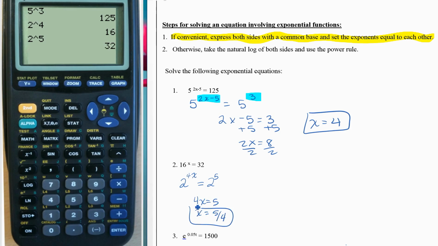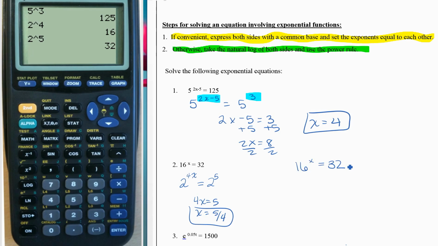Now, we'll learn the next thing to do if you can't raise it to powers, and I'll show you how it works here, just in case you don't easily see that 16 is 2 to the 4th and 32 is 2 to the 5th. So, if you can't express both sides with a common base, it says otherwise take the natural log of both sides and use the power rule. So what we're going to do is start off with our 16 to the x. This is just another way to do it. We'll get the same answer, equals 32.